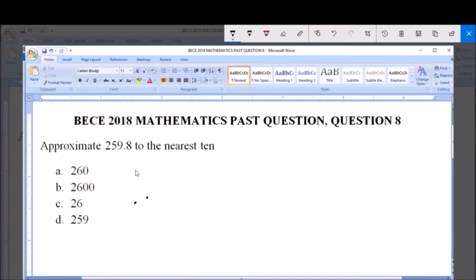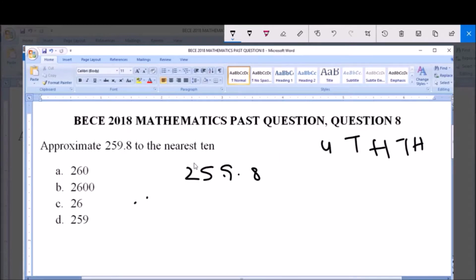We have to approximate this number here, 259.8, to the nearest 10. Now, like we know, in the number system, we have the units, the tens, the hundreds, the thousands, the 10,000s, and so on. And also in the decimal places, we have the tenths, the hundredths.